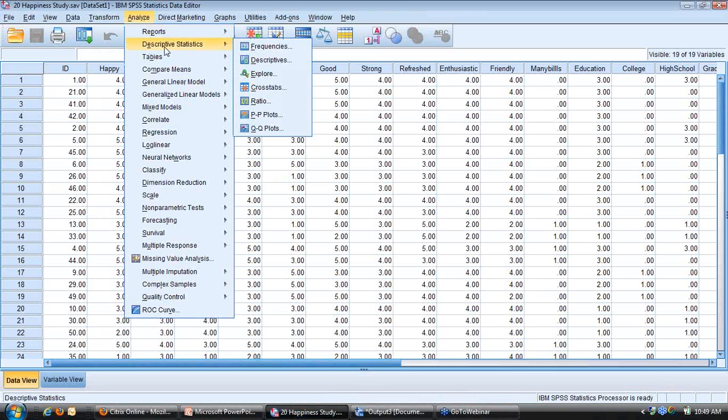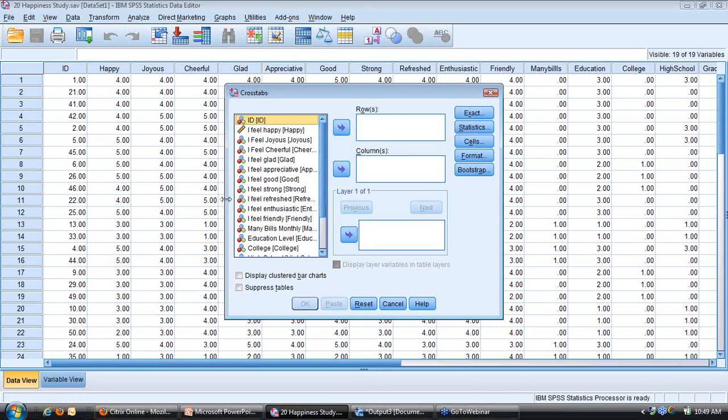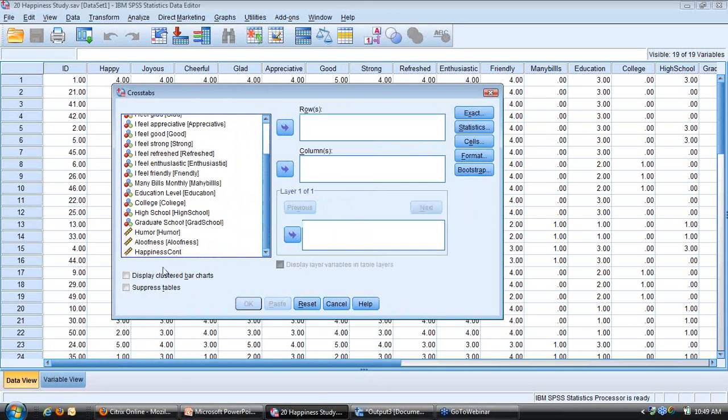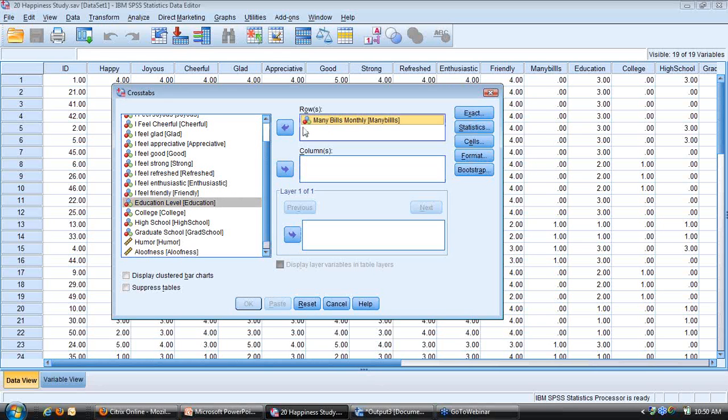Analyze, descriptive statistics, and then crosstabs. And then, as I said, we will find our categorical variable, education level. Let's put that in the column. And let's take the many bills monthly and put that in the row. As a matter of fact, let's reverse that. Sometimes it's neater to have the 2 categories in the column.